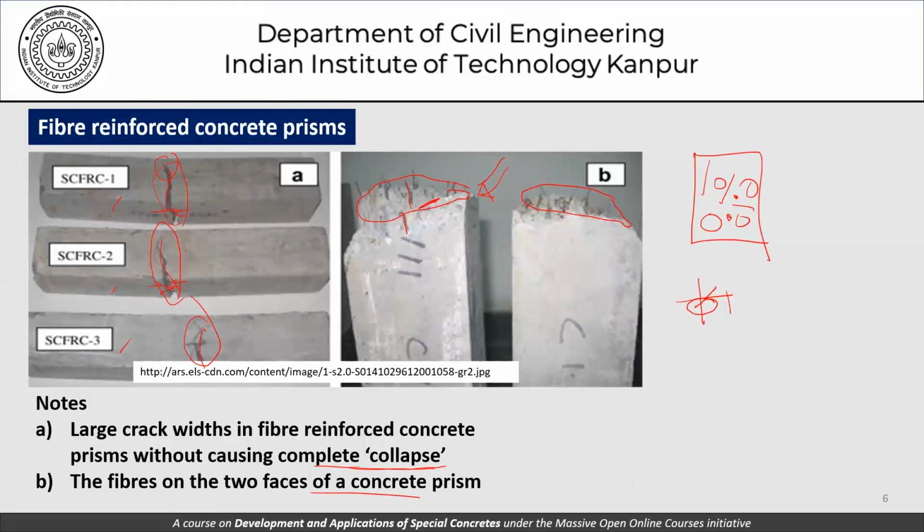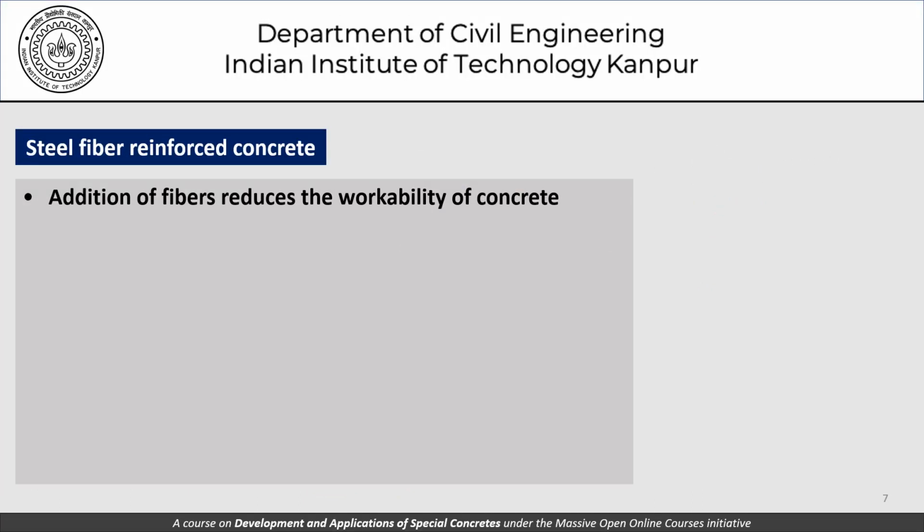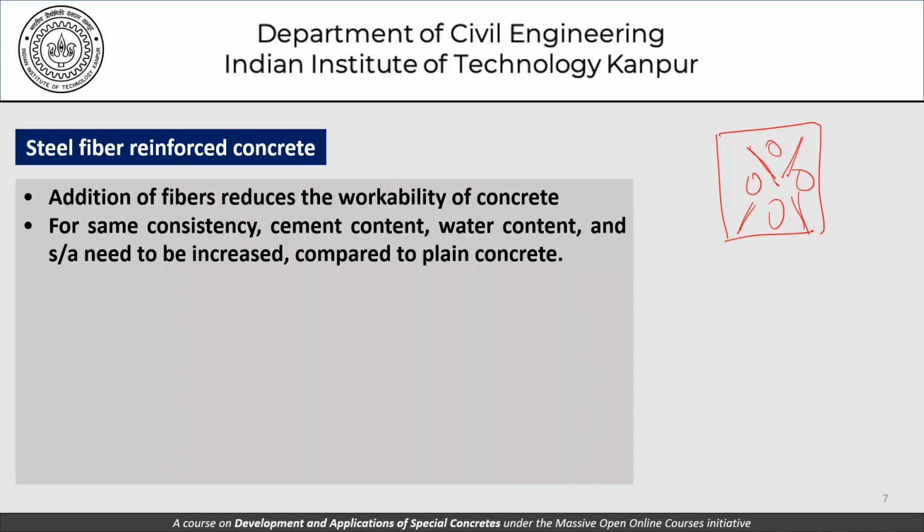Now, as far as steel fiber reinforced concrete is concerned, and this discussion is true with other fibers as well, the addition of fibers reduces the workability of concrete. So you can very well imagine that if we have a matrix like we had with coarse aggregate here, the rest of it being mortar, if I put fibers here, it will reduce the workability of the mortar phase and consequently of the concrete phase. For the same consistency, the cement content, water content, and the S by A need to be increased compared to plain concrete.